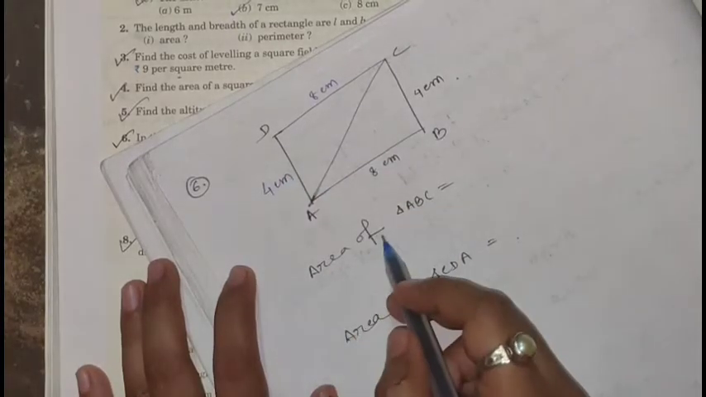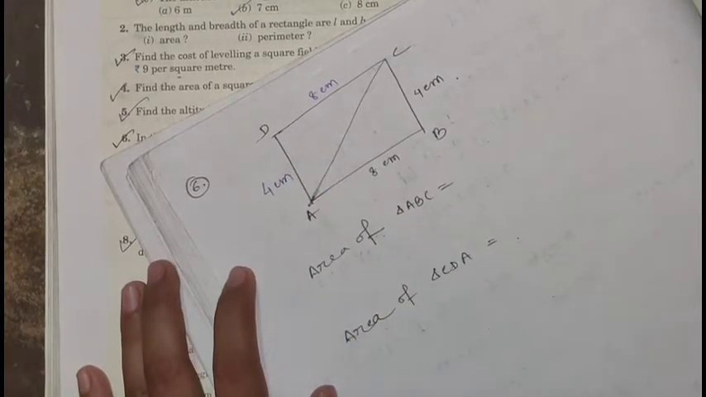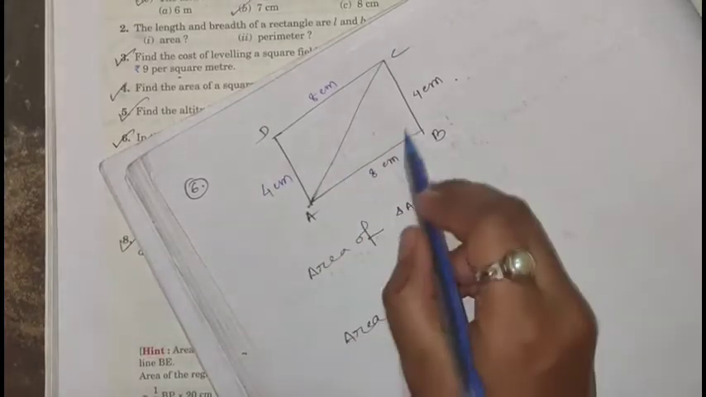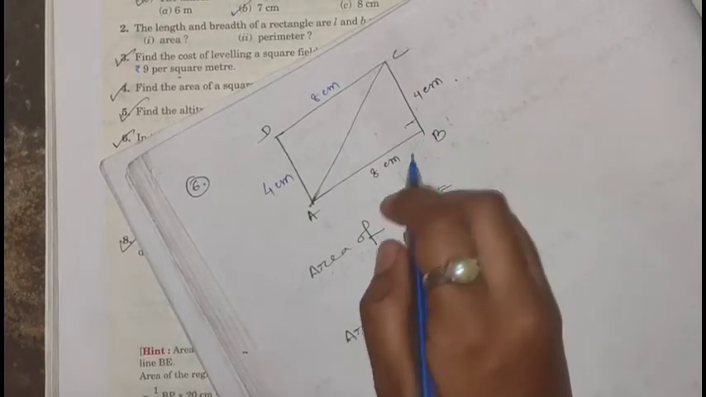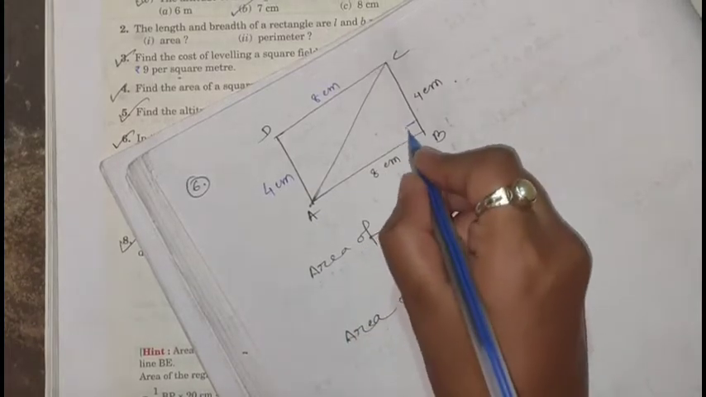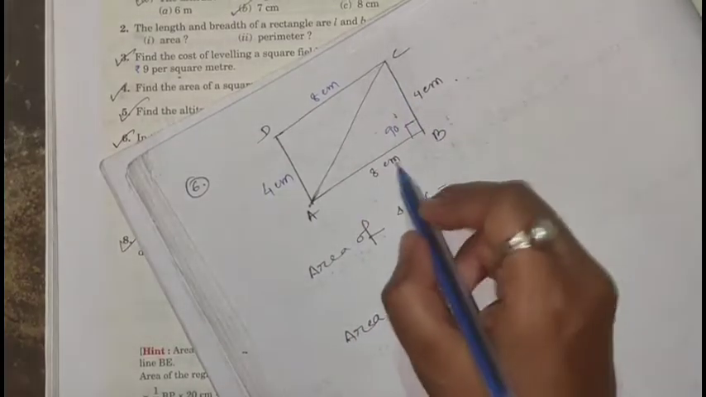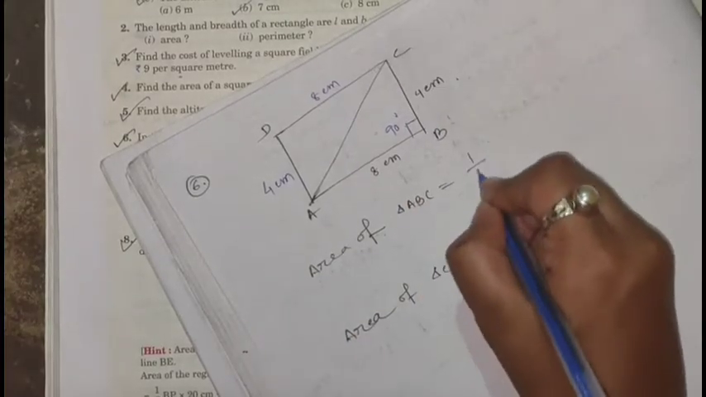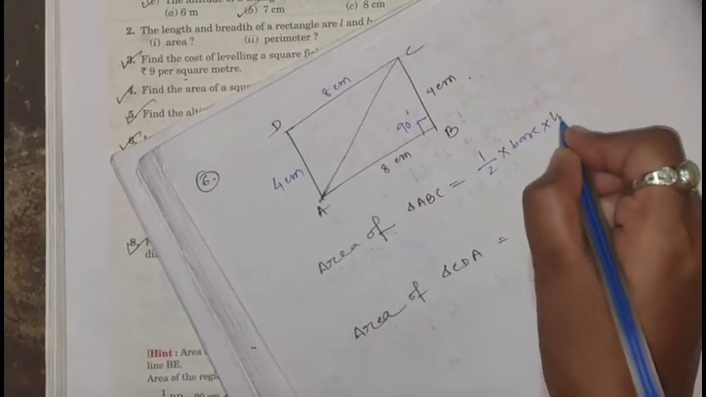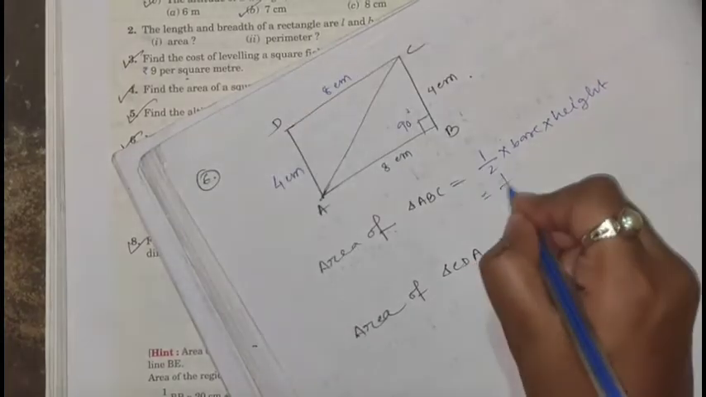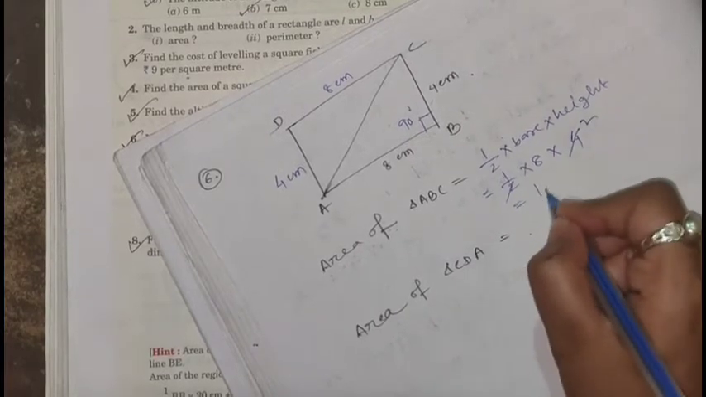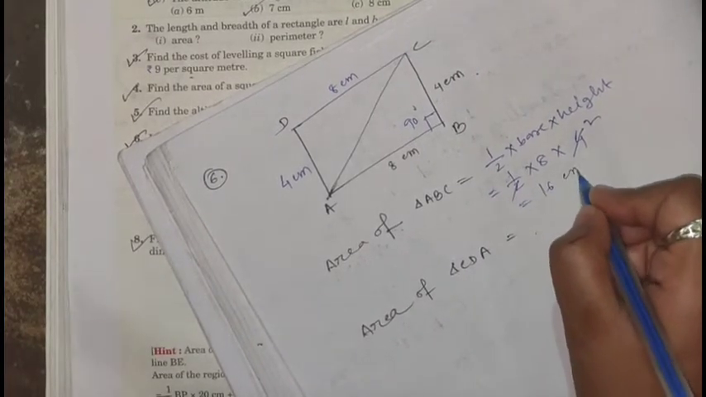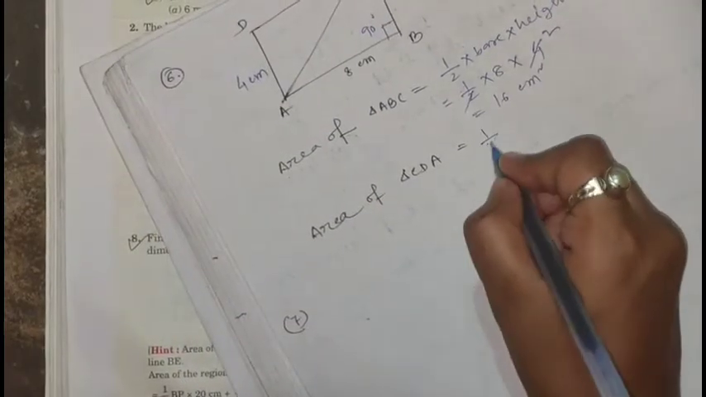So you have to find the area of triangle ABC. You know that the area of any triangle is half into base into height. All the angles of a rectangle are 90 degrees, so this is a right angle triangle. So this is the base and this is the height. So half into base into height. Base is 8, height is 4. So 2 2s are 4, 2 8s are 16 centimeter square.